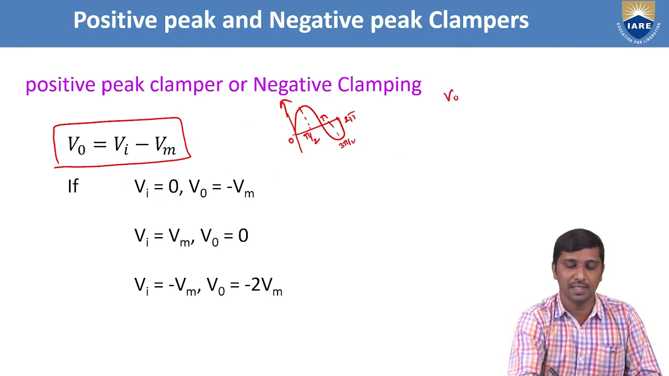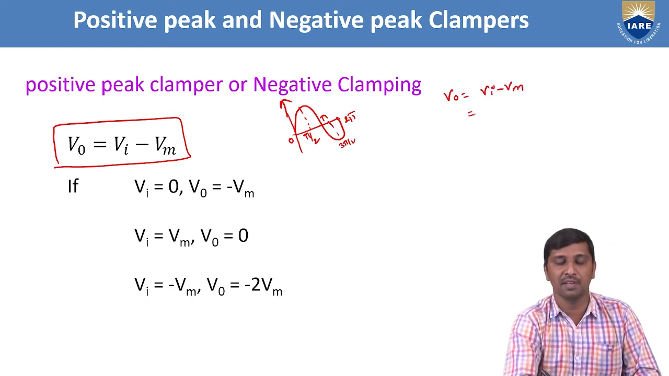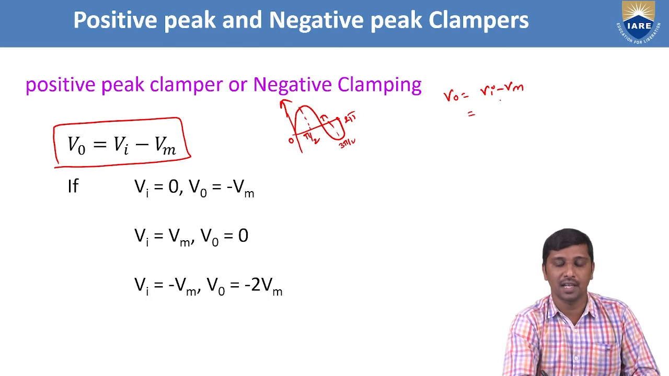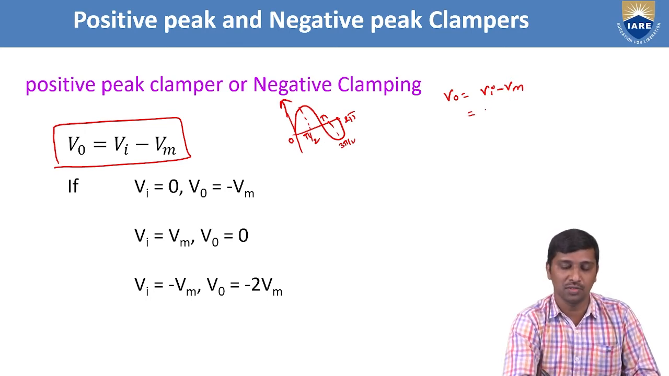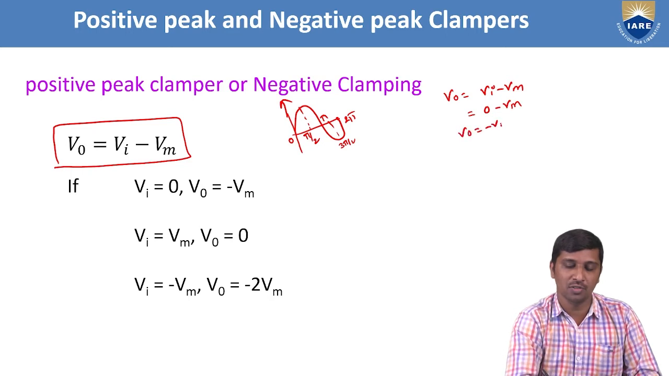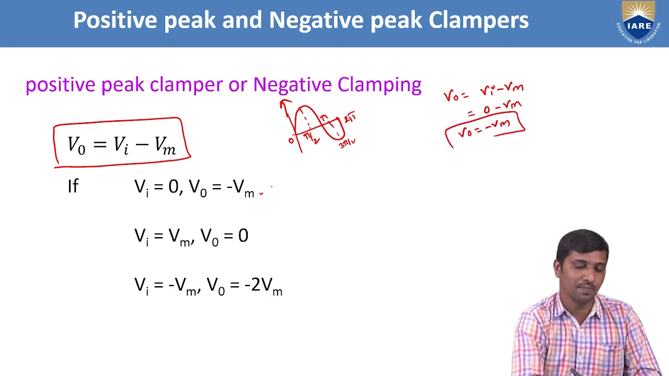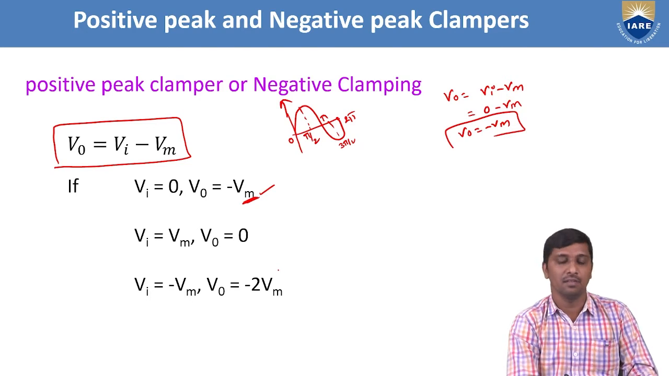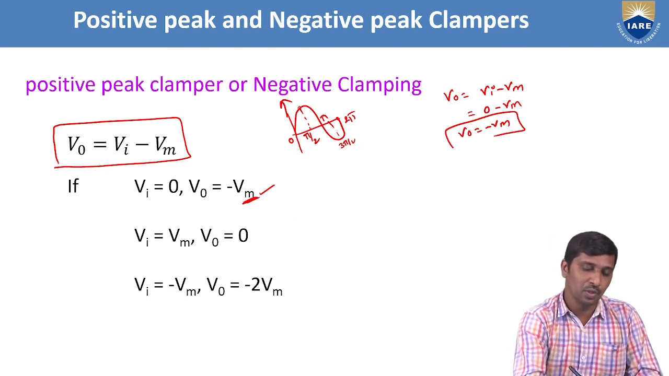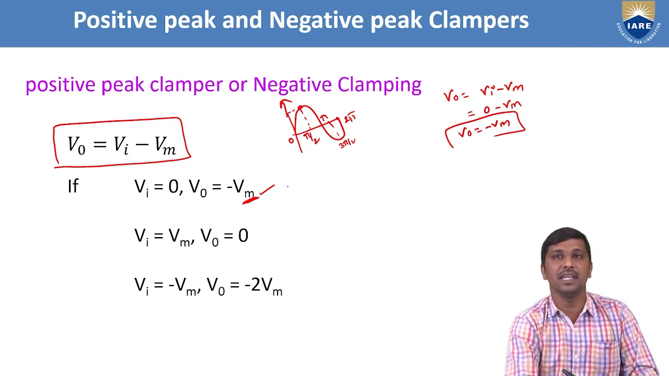The mathematical relation is V0 is Vi minus Vm. It's the potential difference between the input voltage and the peak voltage. So your Vi is 0, 0 minus Vm, that V0 is equal to, it becomes minus Vm. So this one.